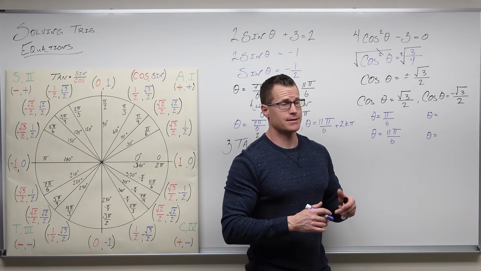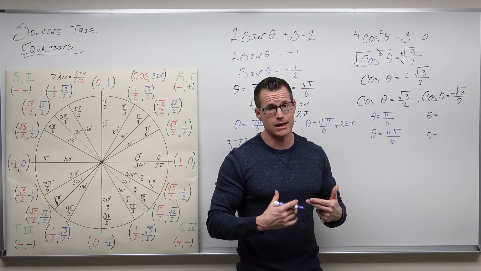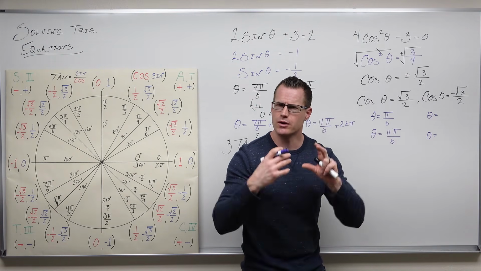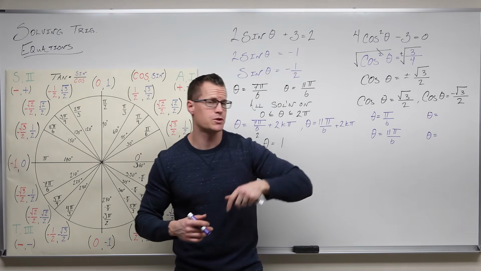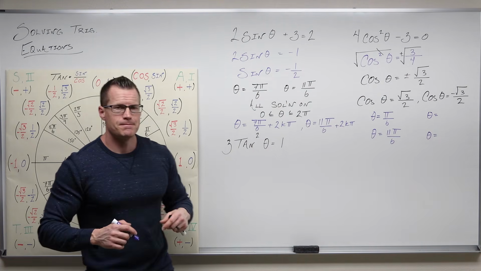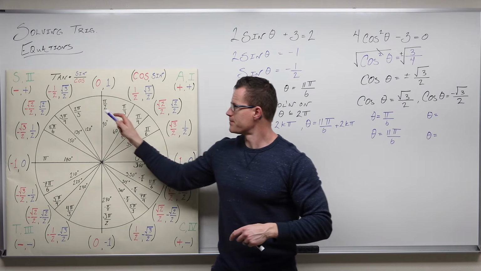We do exactly the same thing for cosine theta equals negative square root 3 over 2. We understand that cosine theta equals the x coordinate. Let's look for this particular x coordinate. It's going to show up 2 spots here. That would be negative square root 3 over 2.